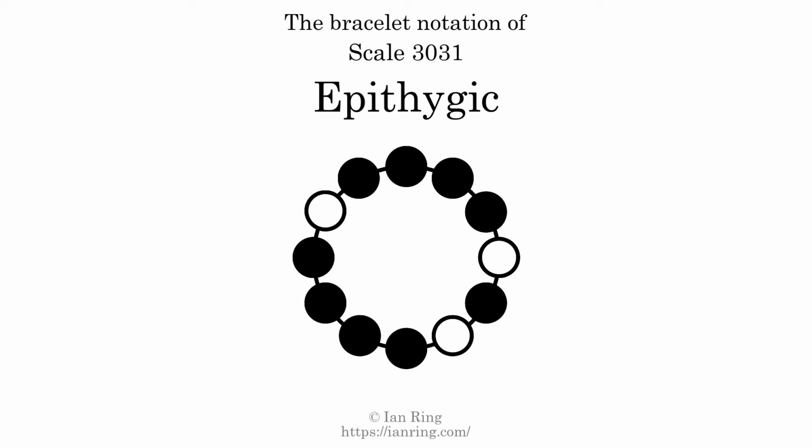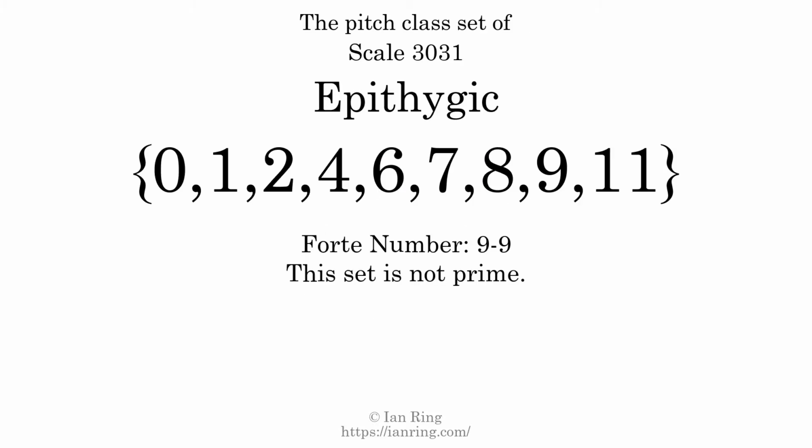This is a bracelet notation diagram of Scale 3031. The shaded circles represent tones that appear in the scale, and they are read clockwise, starting at the top. The pitch class set for this scale is 0, 1, 2, 4, 6, 7, 8, 9, 11. The forte class is 9-9. This set is not prime.